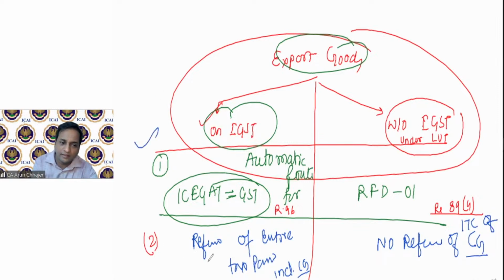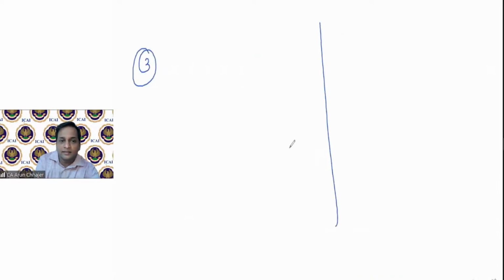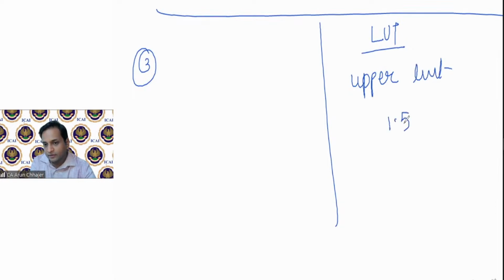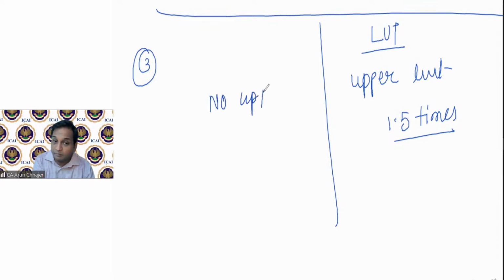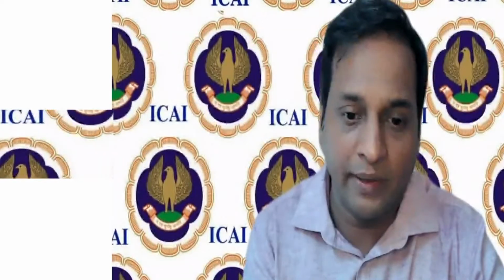Two reasons are sufficient, but let me tell you one more reason. The third reason is that in this particular LUT route for export of goods, there is an upper limit of 1.5 times. I'm not sure, so I am giving you some practical insight also. And on the IGST route there is no upper limit. So these are the three major reasons why one should go for export on payment of IGST instead of LUT. If someone asks the question, you can give the reply in this manner.